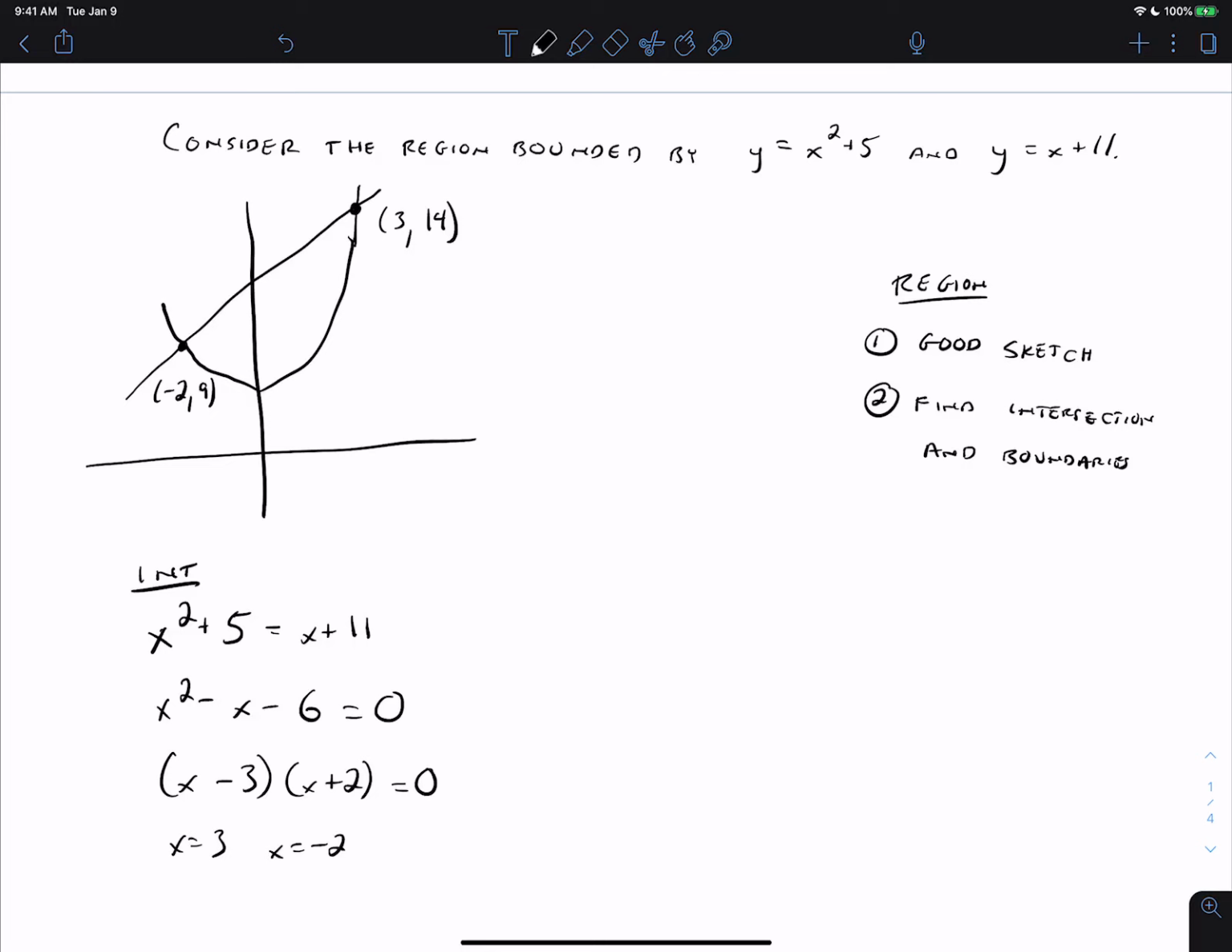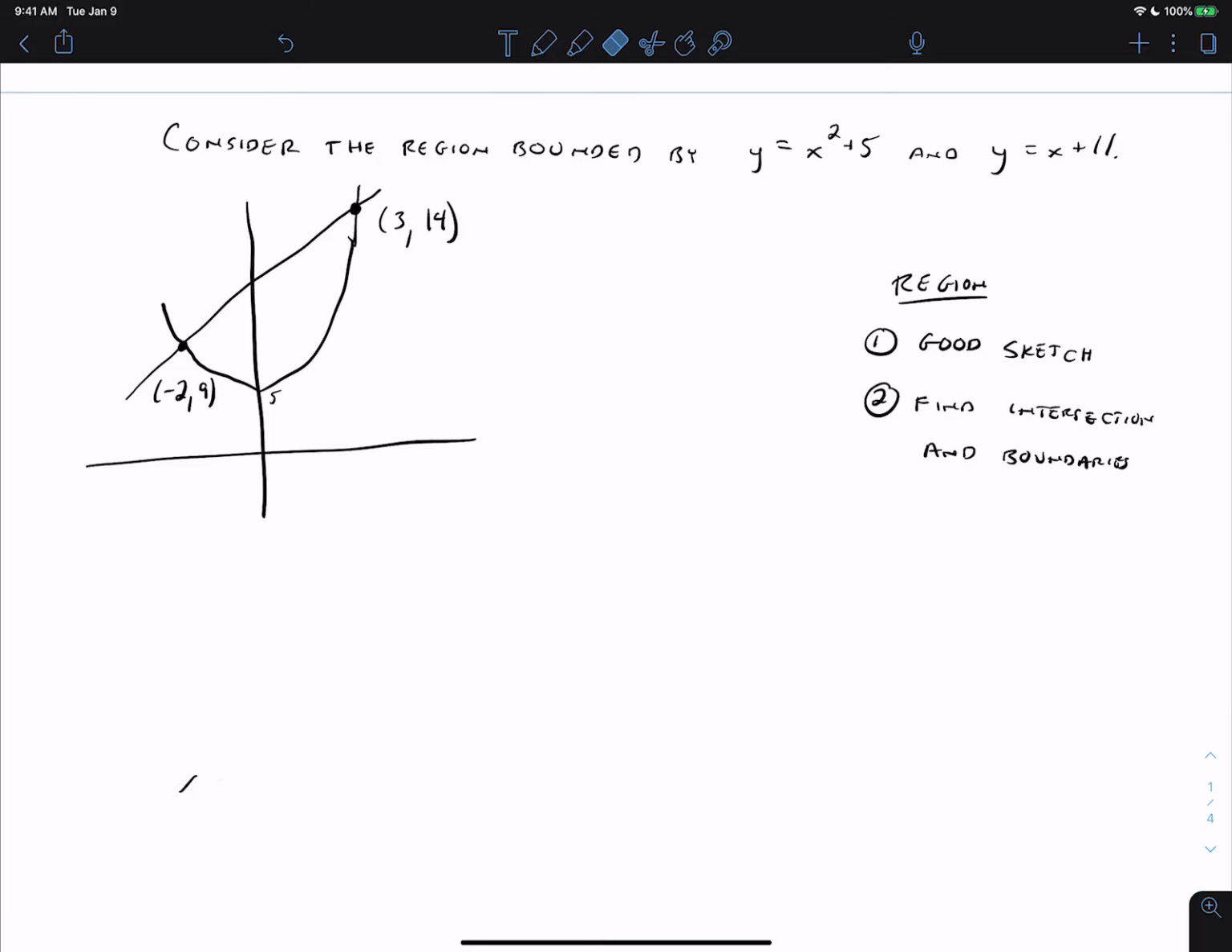Another boundary that's important is that the y-intercept is at 5. You want everything on the outer edges of that region. So the top is 3 comma 14. The right is also 3 comma 14. The left is negative 2 comma 9. And the bottom is 5. So the top is 3, 14. The bottom is 0, 5. The left is negative 2, 9. And the right is 3 comma 14.